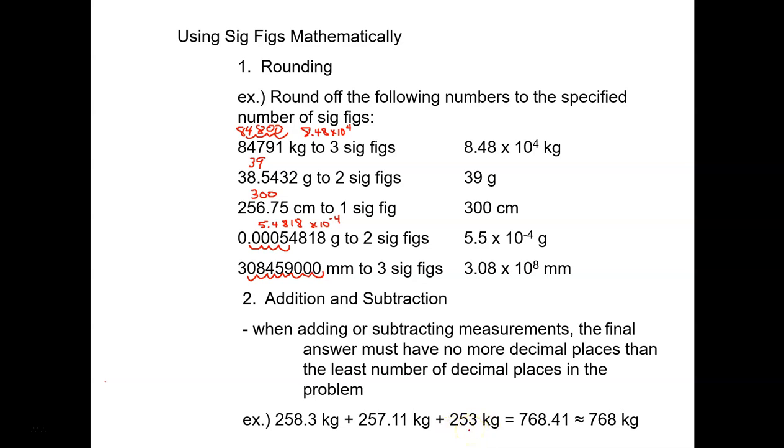So it turns out that I need to make sure that my answer is no more precise than the least precise measurement that I used in my problem. 253 has no decimal places. So even though my calculator would tell me 768.41 is the answer, I would know that, hey, 253 was the least precise measurement, which means no decimal places can be in my answer. So I'd have to round that off to just 768. So anytime you add or subtract, you're looking for what's the least number of decimal places in the problem, and that's what you round off your answer to.